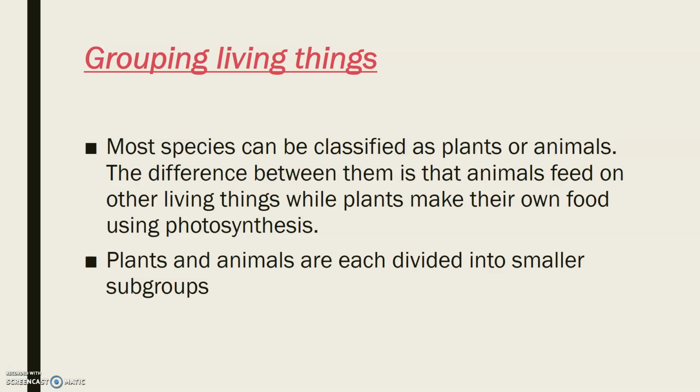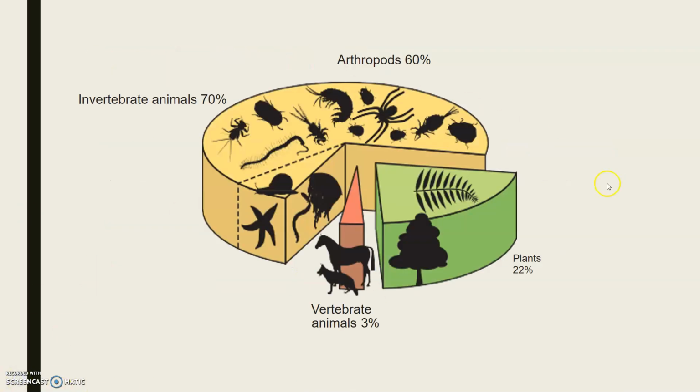Anyway, plants make their own food with the help of the process of photosynthesis, while animals cannot make their own food. What do they do? They usually feed on other living organisms, even human beings, right? We feed on other plants as well as animals, right? So this is the basic difference between animals and plants. Again, these animals and plants are divided into smaller subgroups. This picture is there in your textbook.